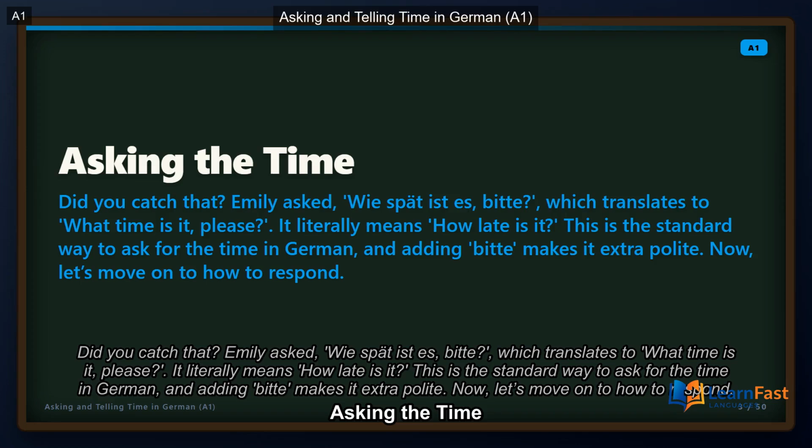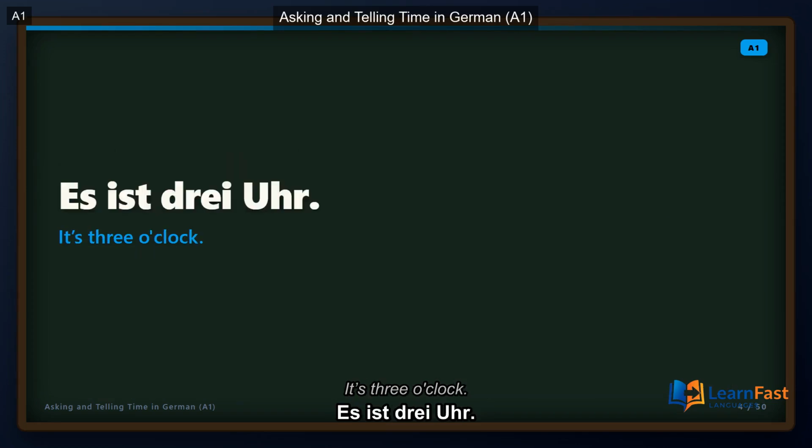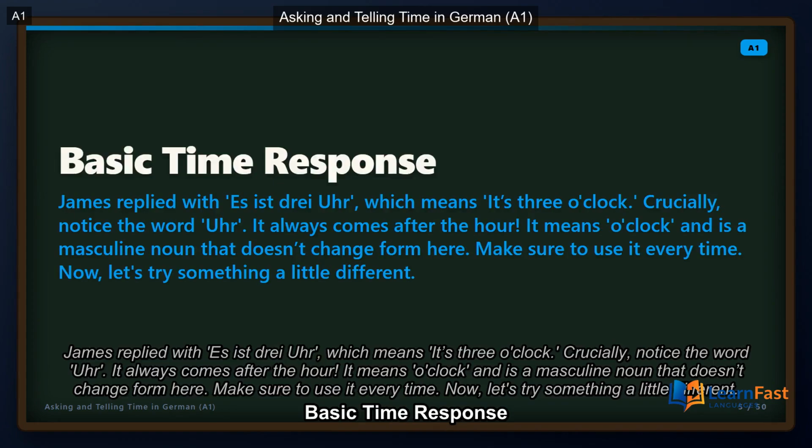Now, let's move on to how to respond. Es ist 3 Uhr. James replied with, Es ist 3 Uhr, which means it's 3 o'clock. Crucially, notice the word Uhr. It always comes after the hour. It means o'clock and is a feminine noun that doesn't change form here. Make sure to use it every time.